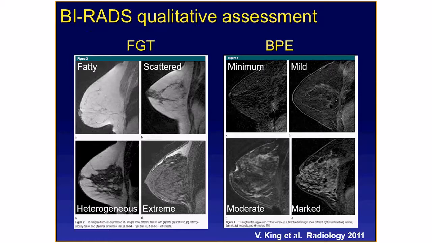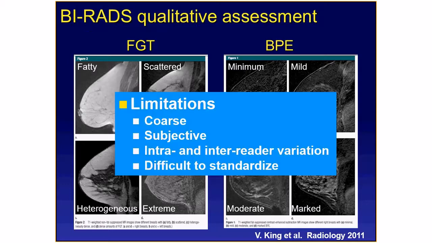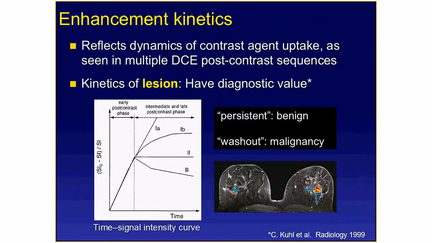So clinically, those are FGT and BPE, again using bias-based assessment, using qualitative words to describe that. And you can see here, mild or moderate. It's very hard clinically to distinguish those, because even radiologists have a lot of variations. So it is subjective, with a lot of variation, and difficult to standardize.